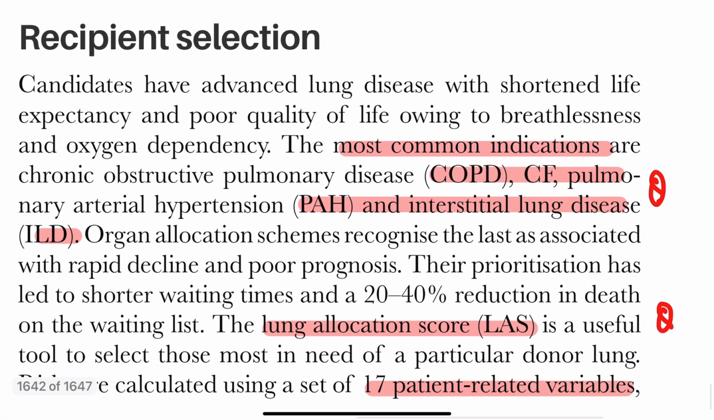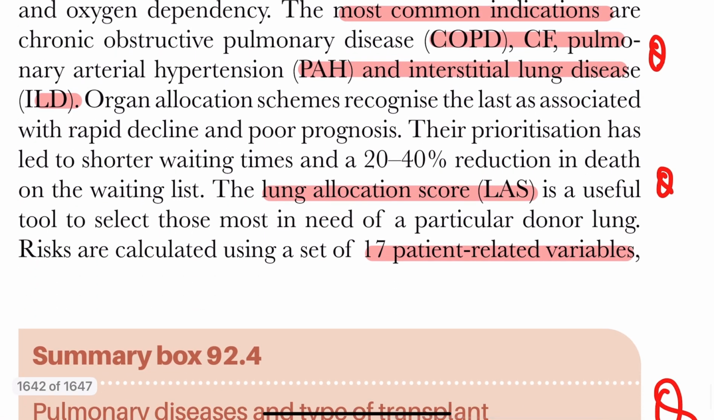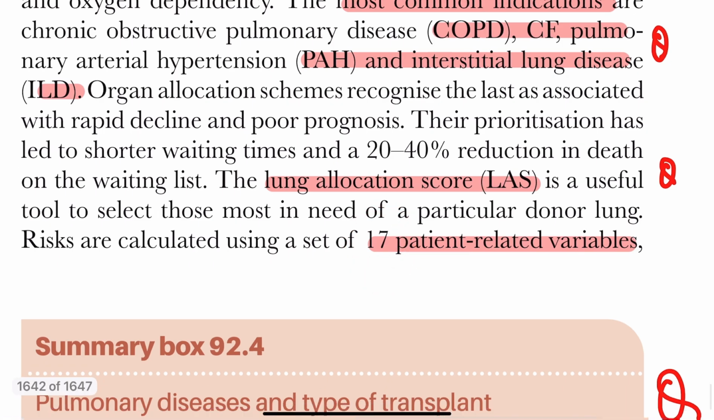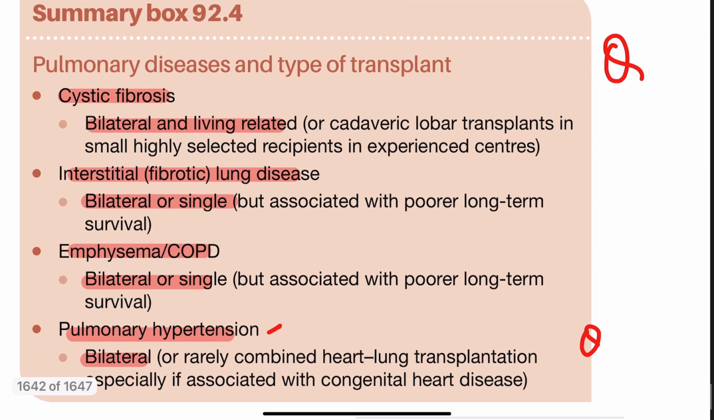The most common indications for lung transplantation are COPD, cystic fibrosis, pulmonary artery hypertension, and interstitial lung disease (ILD). There is a lung allocation score, in which you need to take 17 patient-related variables. So this 17 is an MCQ. Next, pulmonary disease and type of transplantation. This table is important.